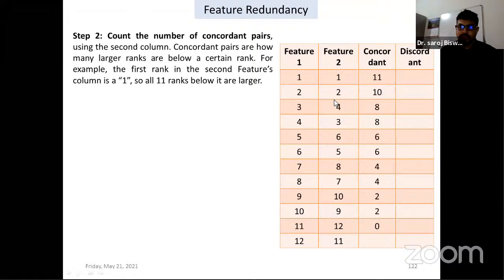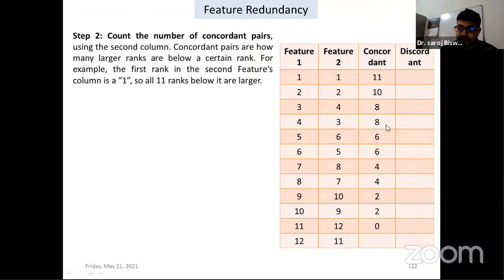For 2, how many ranks below are greater than 2? 1, 2, 3, 4, 5, 6, 7, 8, 9, 10. All are greater. That's why the concordant of this one is 10. Now see 4. How many larger values are below 4? 3 is not larger, so it's not counted. 6 is larger than 4, yes, 1. 5 is larger than 4, yes, 2, 3, 4, 5, 6, 7, 8. So the concordant of 4 is 8.